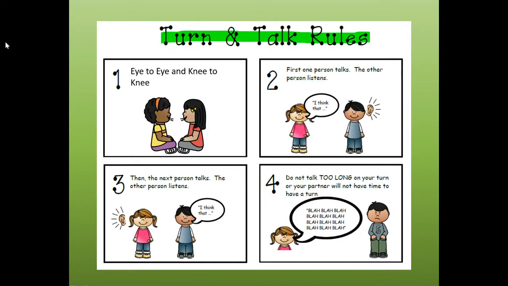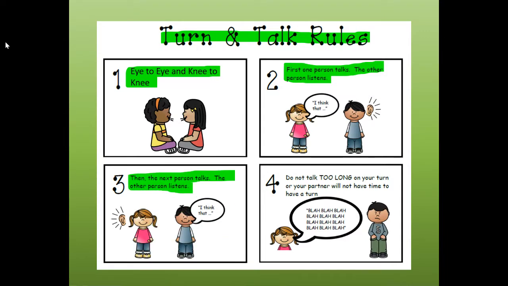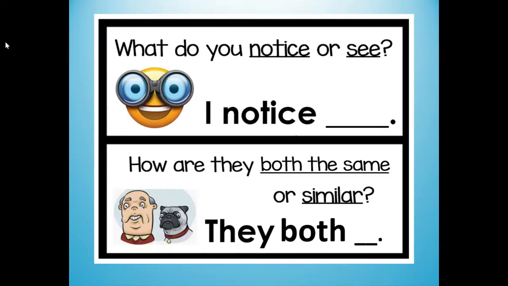Let's quickly go over our turn and talk rules. Number 1, if you have a partner at home, you're eye to eye and knee to knee. Number 2, first one person talks, the other person listens. 3, then the next person talks, the other person listens. 4, do not talk too long on your turn, or your partner will not have time to have a turn.